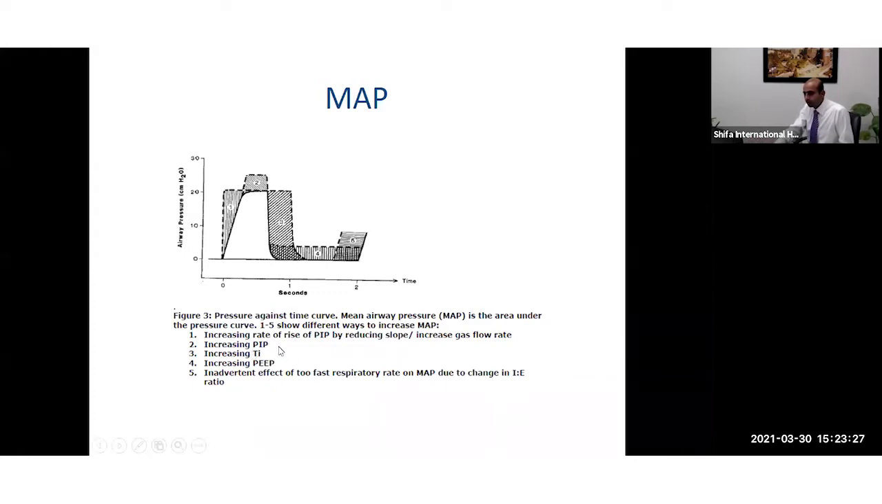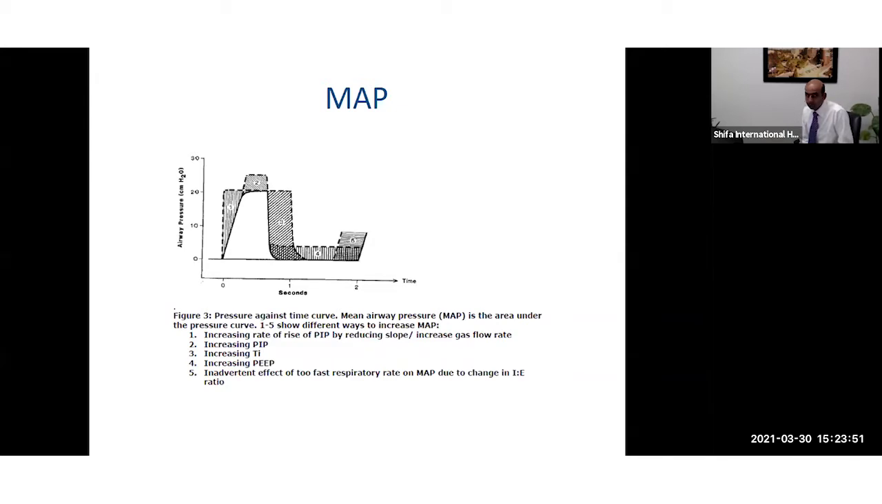We can increase the PIP, or we can increase the I time. We can increase the PEEP, or we can increase the rate. So all these things will move this black solid line upwards and ultimately increase the area under the curve, and that will increase our mean airway pressure.